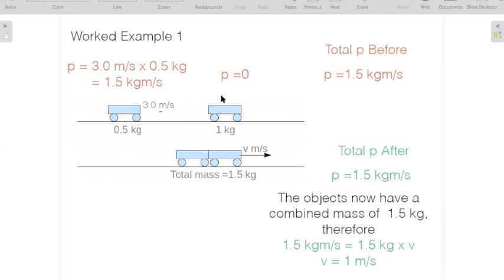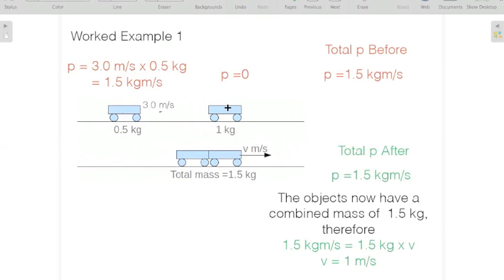The speed of this one was 0, so this one was stationary. The question is, what is the total speed of the both of them after the collision if they stick on together? You can see the answer clearly, but let's just work it out. The total momentum before collision would be the momentum of each of the bodies before they collide. So that's momentum of this one plus momentum of this one, which is 0.3 meters per second times 0.5 kilograms. So that's 1.5 kilogram meters per second.